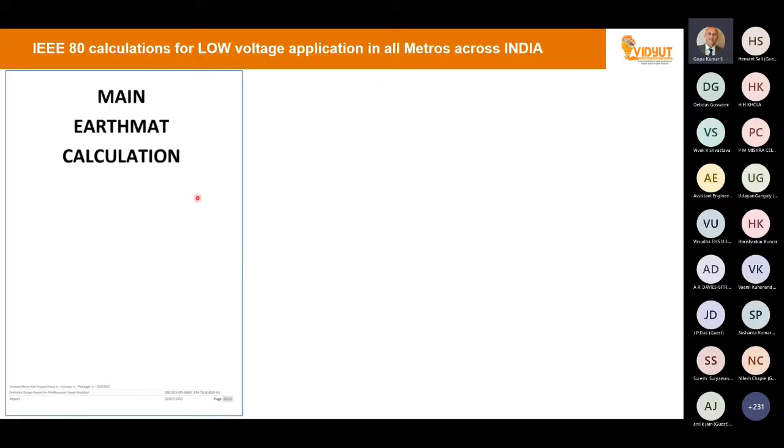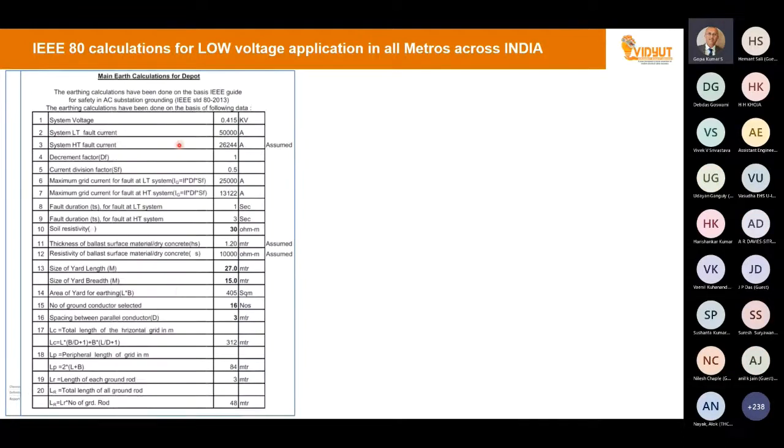We take the fault current of the 230 volt system and try to make it. How this is shown, you see here, the annexure of this particular tender, main earth mat calculation. You can see here, system voltage 0.415 kV, 400 volt. System LT fault current, 50,000 ampere, 50 kiloampere. 50 kiloamperes of fault current is going to flow at 415 volt. So they don't even understand, or don't even imagine, a TT system. In a TT system, if you have two earth electrodes of 1 ohm each, then your fault current is not even more than 125 amps. So here the system is selected for 50,000 amps.